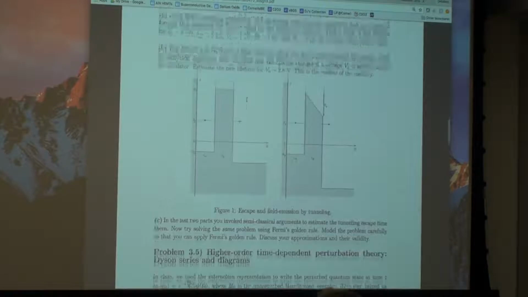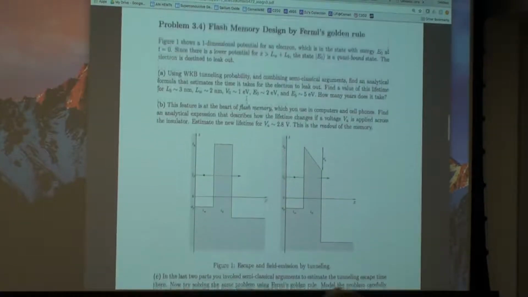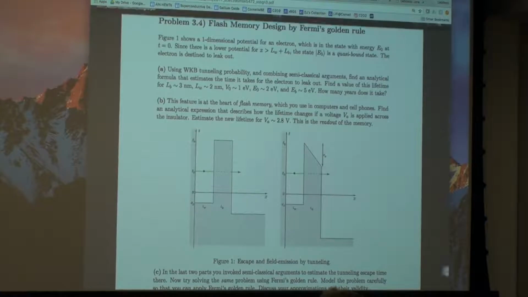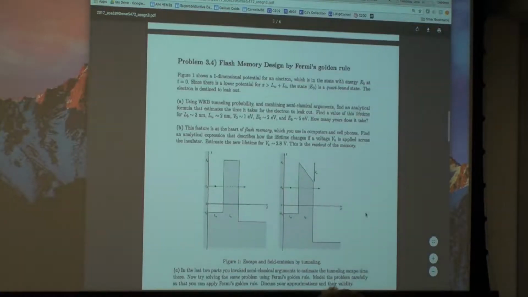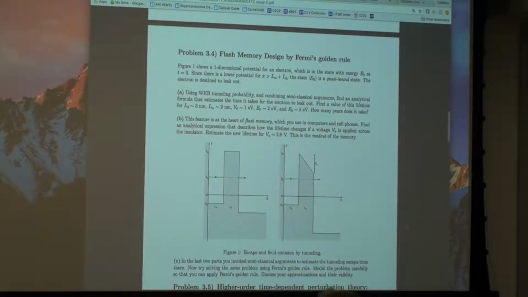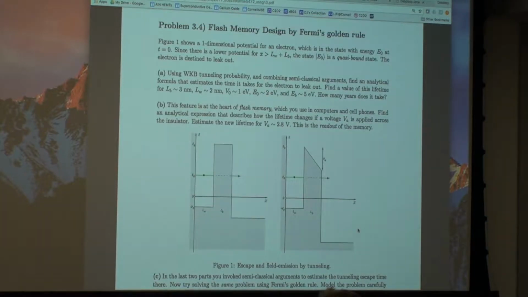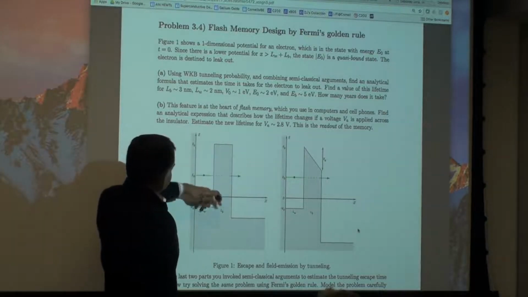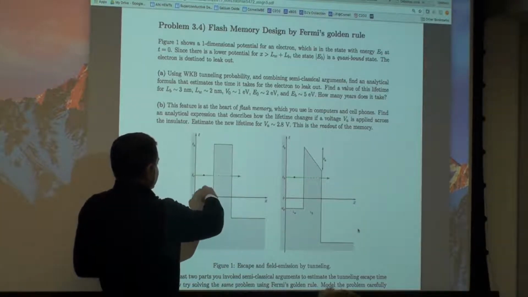I'll point out one more thing before we move forward with our discussion. This is a problem which some of you may have seen earlier in other courses, but it's a nice tunneling problem. I have an electron sitting in what you call a quasi-bound state inside a quantum well, and there's a potential barrier. I asked you first to do it classically.